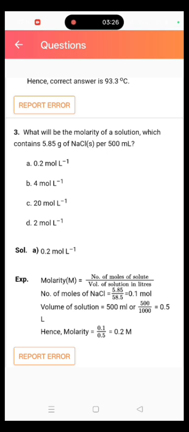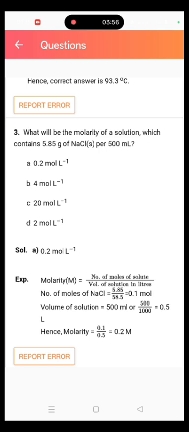Number of mole is equal to mass divided by molar mass. So mass is 5.85 gram divided by molar mass. Sodium chloride molar mass is sodium 23 plus chlorine 35.5, so that is 58.5. So 5.85 divided by 58.5 is equal to 0.1 mole.